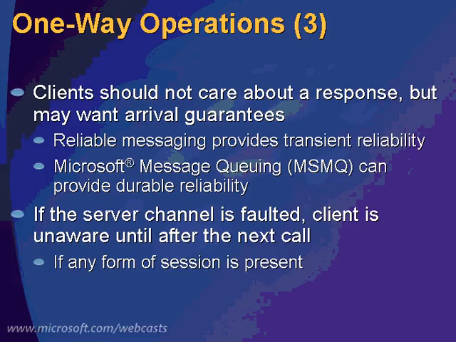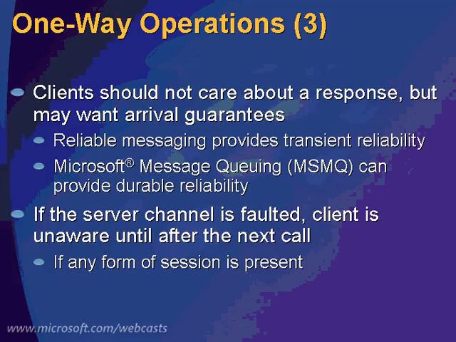So with one-way operations, the client shouldn't care about a response. However, what we do want is to at least know that the arrival of the message took place. And so that's where it could be useful to turn on things like reliable messaging, because that will give you some level of guarantee that the message actually was delivered to the server channel, and if not, report to you at the client that the message could not be received. Another way to get reliability, of course, is MSMQ, something I'll talk about in another webcast as well. So that would be a way to get durable reliability as opposed to transient. Durable meaning that it's persisted to the machine somewhere. Even if the machine goes down, we don't forget the message.